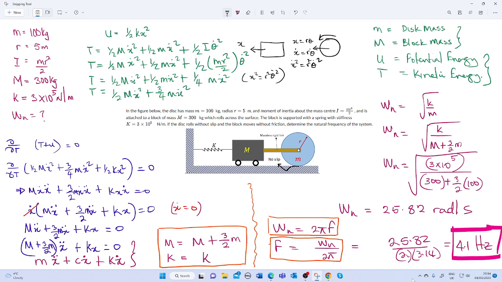Today we have a peculiar question surrounding how to calculate the natural frequency of a system. Now let's read through the particular question we have today in the figure.